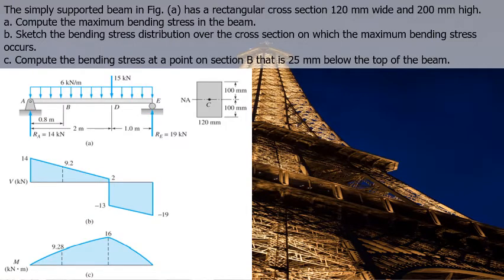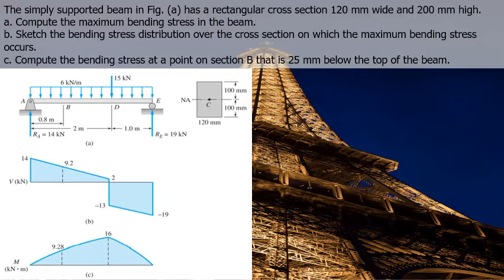Before we can compute the maximum bending stress in the beam, we must find the maximum bending moment. Before we can find the maximum bending moment, we must sketch the moment diagram. Before we can sketch the moment diagram, we must sketch the shear diagram. And before we can sketch the shear diagram, we must determine the support reactions. Did you follow?